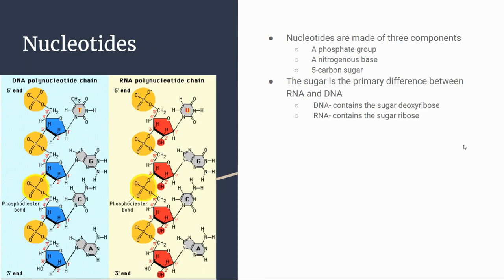Nucleotides are made up of 3 components: a phosphate group, a nitrogenous base, and a 5-carbon sugar. The 5-carbon sugar is the primary difference between RNA and DNA. DNA contains the sugar deoxyribose. RNA contains the sugar ribose, hence where the D and the R come from in those abbreviations. And we'll get into more of that as we move through the class as well.